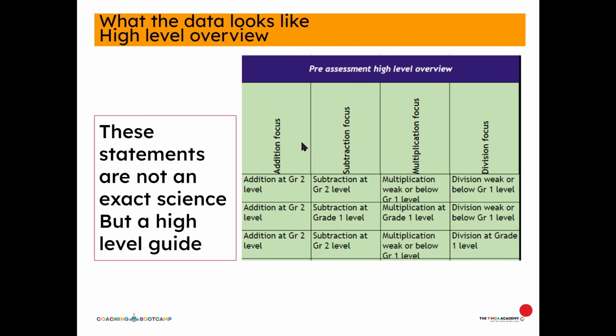Okay, so these statements here are not an exact science, but they're a high-level guide to how the child has answered and the combination of questions that they have got right. Because we saw when we looked at the data that a child might answer the first one correct and the last one correct, and then everything else in the middle is not right. So how on earth do they do question 5 and question 1? Using that sort of combination, these textual statements give us a high-level idea of where that child needs to go next.